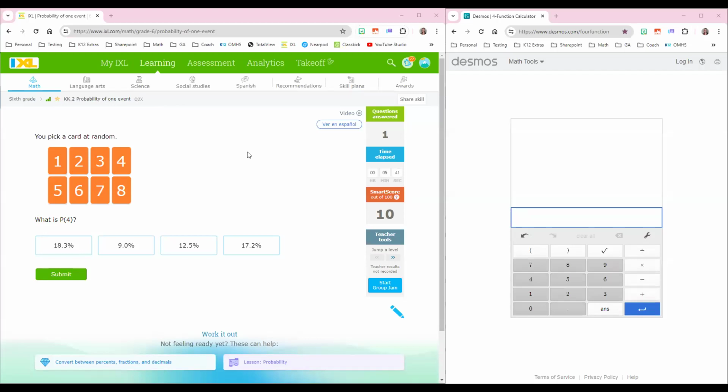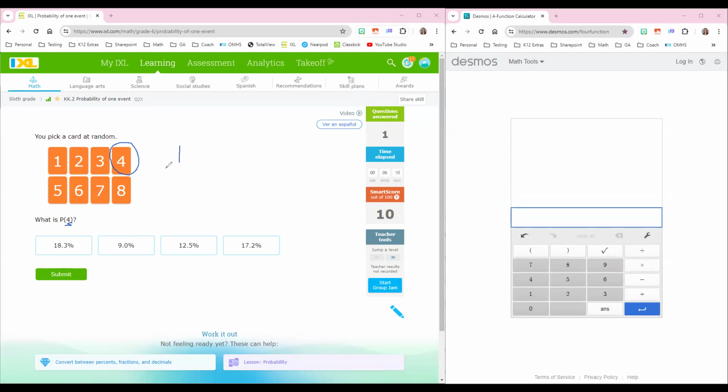All right, next question. It says you pick a card at random. What is the probability of a 4? So that means what is the probability that you would pick the number 4? The nice thing is they've kind of laid it all out for us. If we look at our cards here, we can see that only one of the cards has a number 4 on it. So there is only one option that has the number 4.